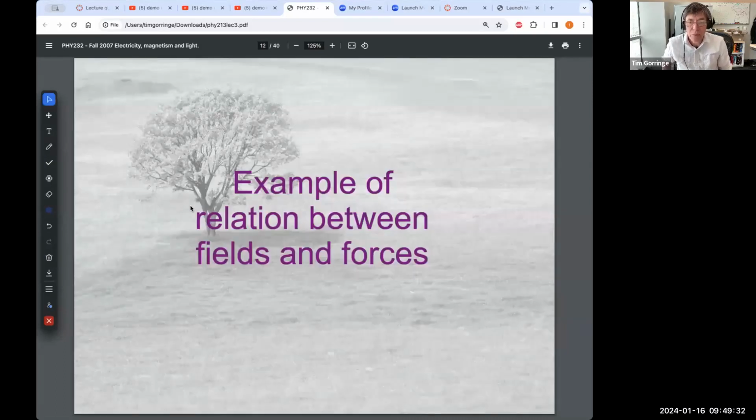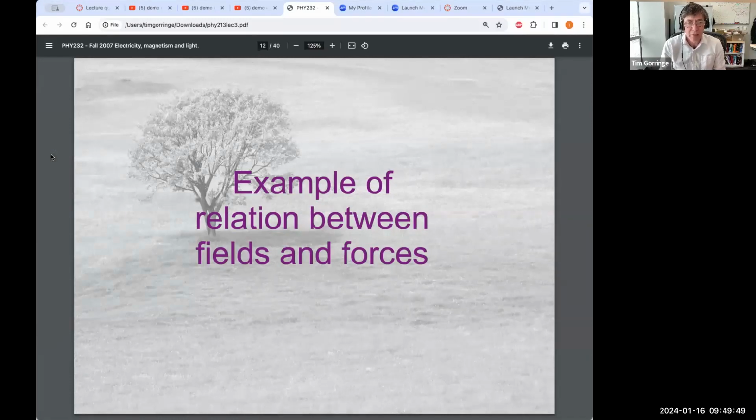Okay, so I want to look at an example of that field equation. We've introduced the field equation. Let's look at a simple calculation involving that field equation. And so that's on the next couple of slides, just to get us working with manipulating the field equation.